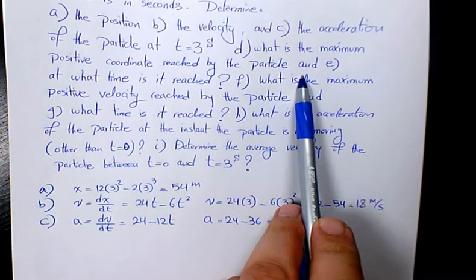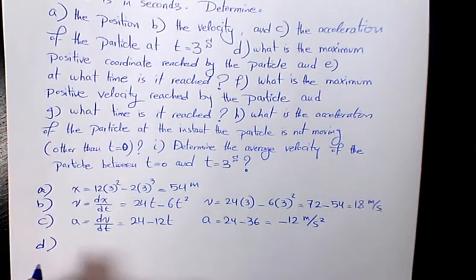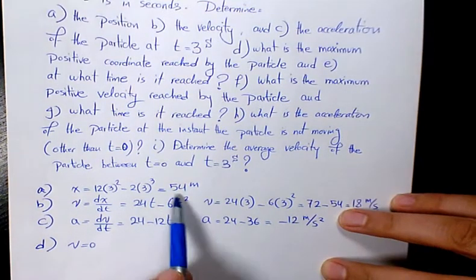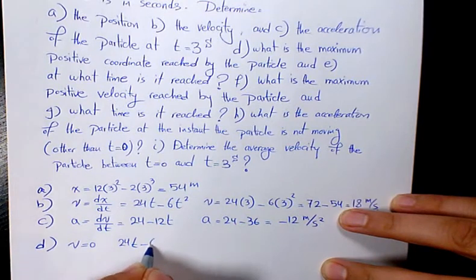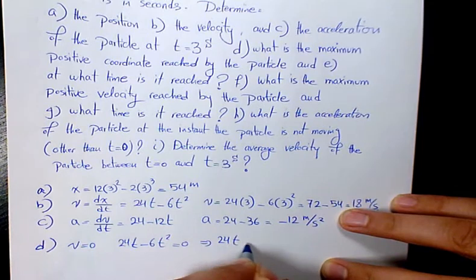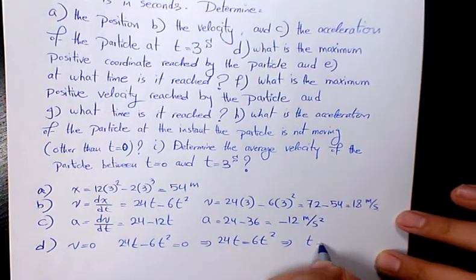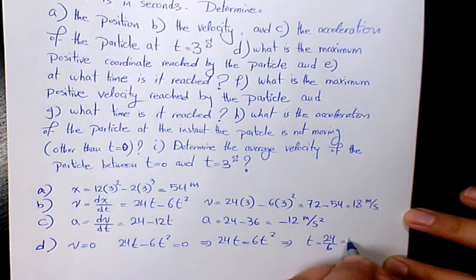In part D, it says, what is the maximum positive coordinate reached by the particle? When we are talking about maximum x, it means that we have a critical point. It means that the velocity is 0. So the formula for velocity is this. So it's going to be 24t minus 6t squared equals 0. So it means that 24t equals 6t squared. When you simplify it, t will be equal to 24 divided by 6, which is going to be 4 seconds.